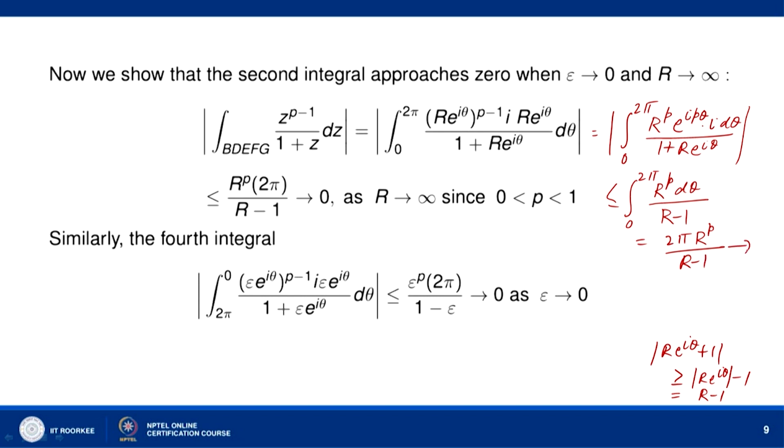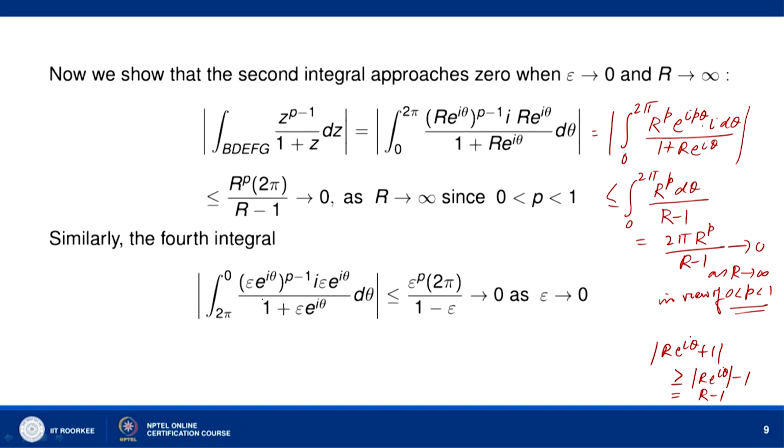Now, this quantity goes to 0 as R goes to infinity, because 0 is less than p less than 1. Okay. In view of 0 less than p less than 1, this power of R is less than 1. Here the power of R is 1, here the power of R is less than 1. So, this goes to 0 as R goes to infinity. So, this is how we show that this goes to 0.